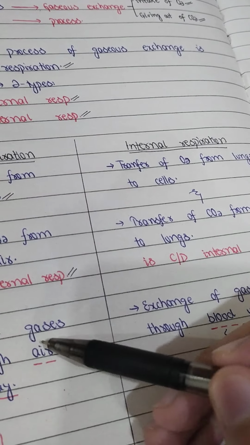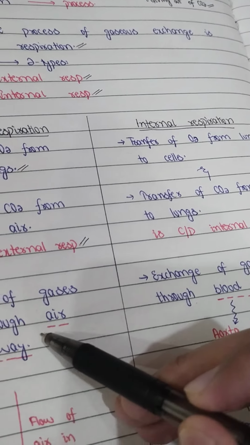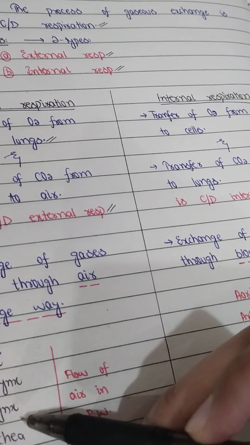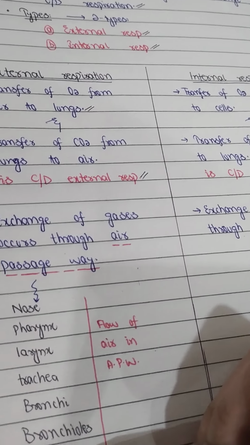So here the exchange of gases occurs through the air passageway. The air passageway consists of nose, pharynx, larynx, trachea, bronchi, bronchioles, and the last one is lungs.